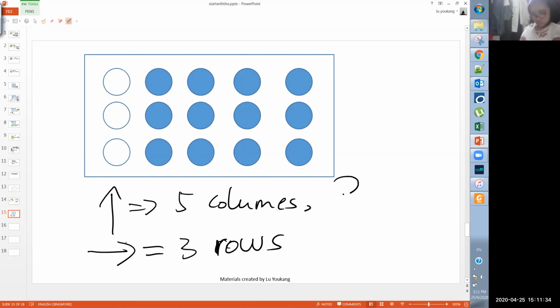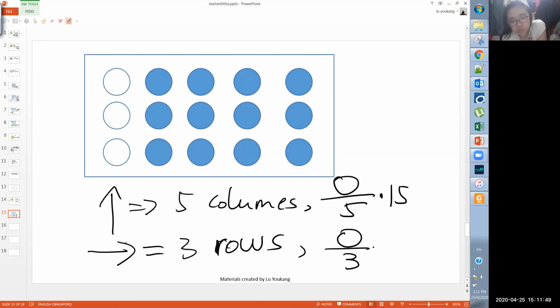you can have something over 5 if you look at it vertically. And if you look at it horizontally, you have something over 3. And then they both times the total number of dots.